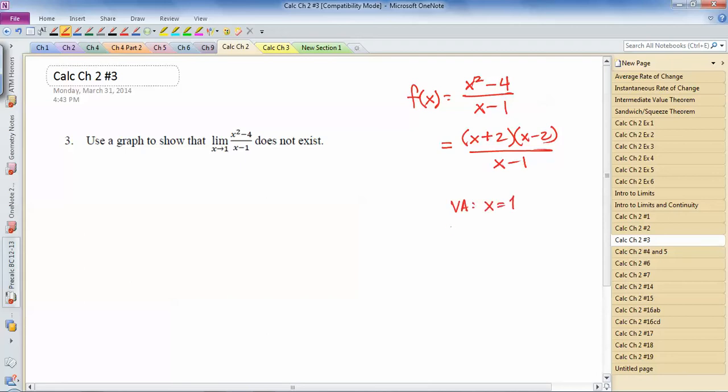And then from the denominator, you can tell that there's a vertical asymptote at x equals 1. And from the numerator, you can tell that you have zeros at x equals negative 2 and positive 2. And from that, you can make a sign chart. Negative 2, 1, 2. These were zeros. This was a vertical asymptote.